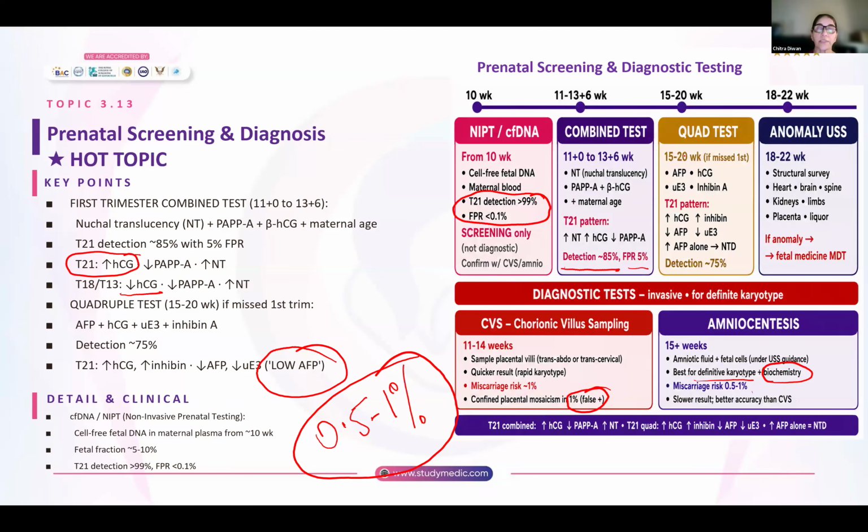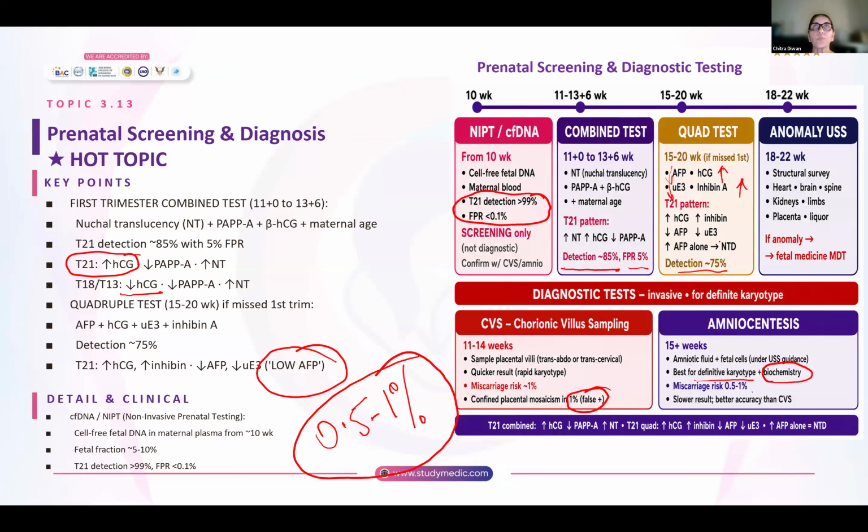The quadruple test is done at 15 to 20 weeks, normally not done. Only if the combined test is missed, then the quadruple test is done. So here, 4 biochemical markers are tested: alpha fetoprotein, HCG, estriol levels, and inhibin. In trisomy 21, HCG and inhibin are raised and the others are low. The detection rate is usually about 25%. Please remember, only if there is an open neural tube defect will alpha fetoprotein be raised. Otherwise, low alpha fetoprotein levels are usually an indicator of Down's.